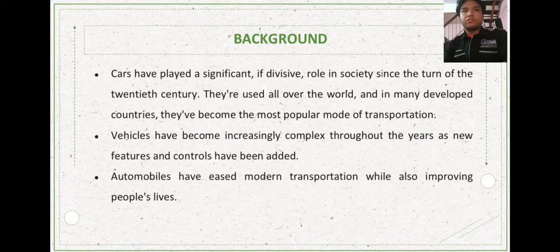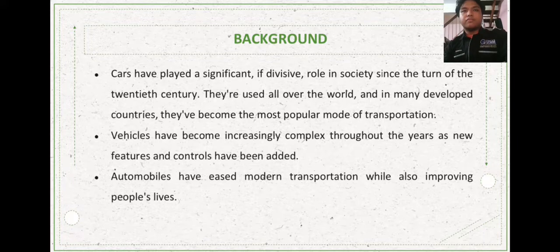Here are the backgrounds. Cars have played a significant, if divisive, role in society since the turn of the 20th century. They are used all over the world and in many developed countries. They have become the most popular mode of transportation. The consequences of the automobile on society are less obvious in developing countries, yet they are nonetheless substantial.